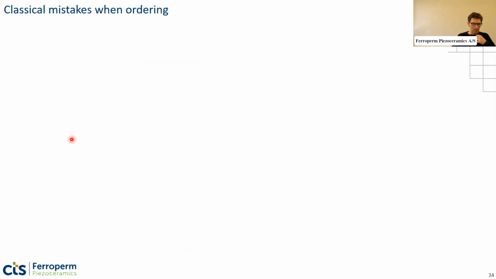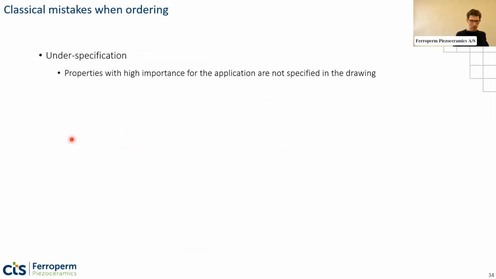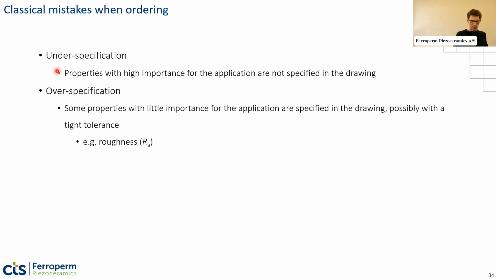Okay, I have a little time for showing some things that may go wrong when customers order piezoelectric ceramics. So one possible problem could be that something which is important is not specified. This is what I call under specification. You could also imagine the opposite, that something is specified on the drawing, but actually not really important.